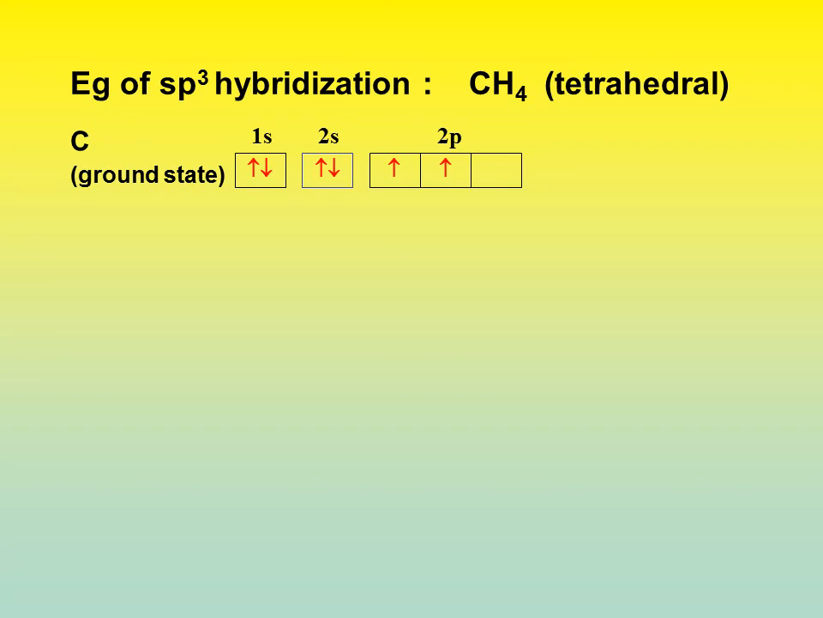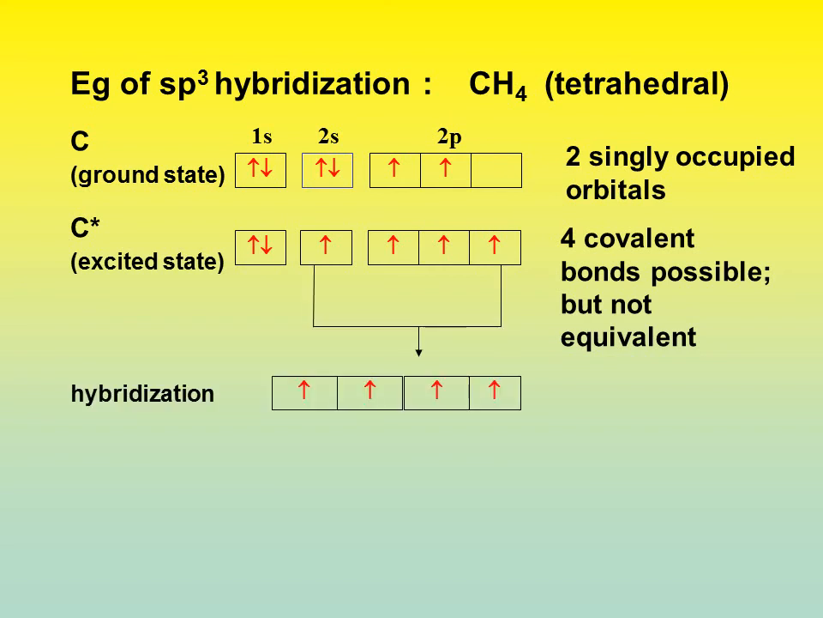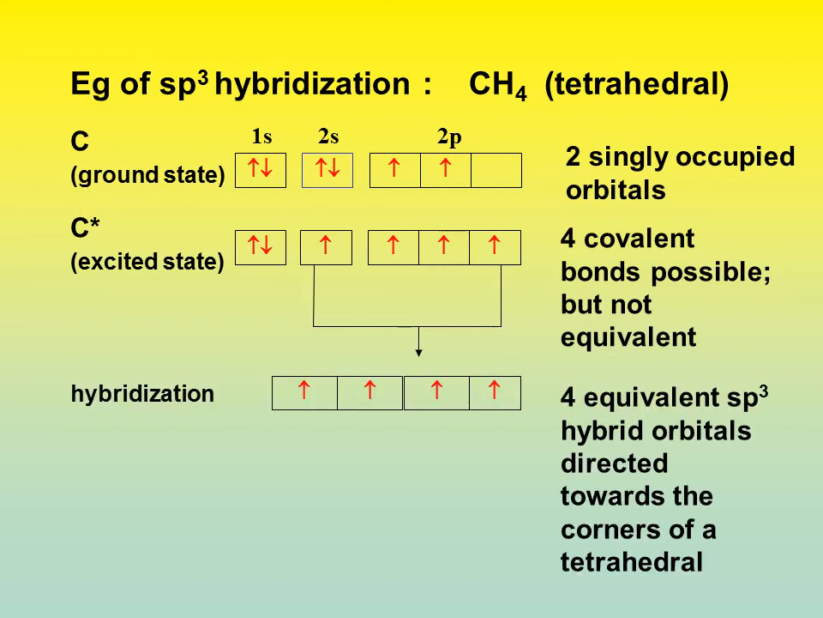In order to look at sp3 hybridization, let us consider the simple molecule of CH4. One of the 2s electrons of carbon is then promoted to the 2p orbital to form the excited state. The 2s orbital and 3 of the 2p orbitals are then hybridized to form 4 sp3 hybrid orbitals, which are then directed towards the different corners of a tetrahedron.